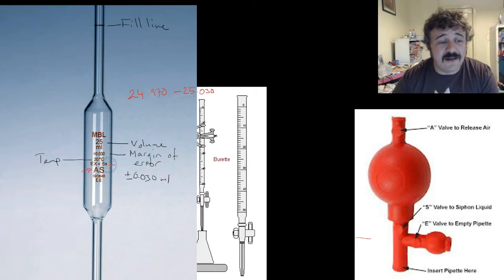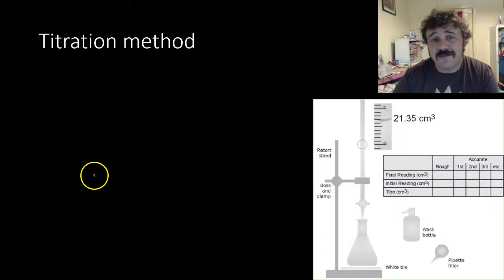This means that this one here, if it's working properly, if it's going to still be accurate, should hold a liquid in there for about 5 seconds. And after that, it will start to drip. Alright, so titration method. How does it work?